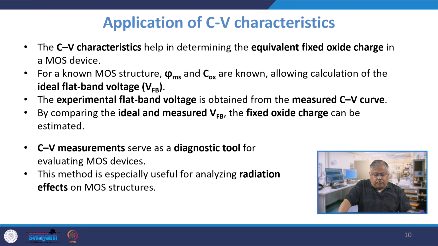Now, the CV characteristics will help us in determining the equivalent oxide capacitance in a MOS device. So, if you know the value of phi ms and Cox, then we can calculate the value of the ideal flat band voltage, right.